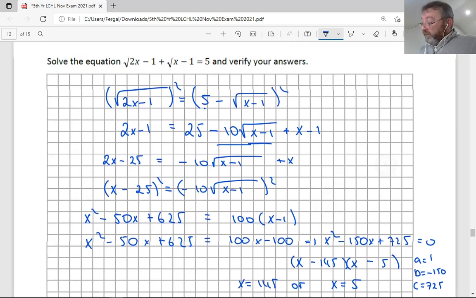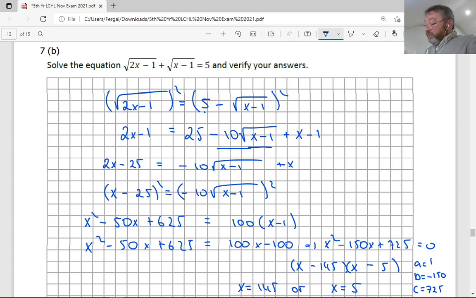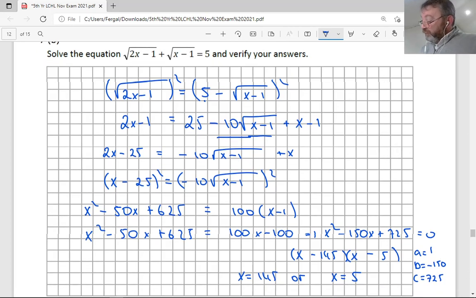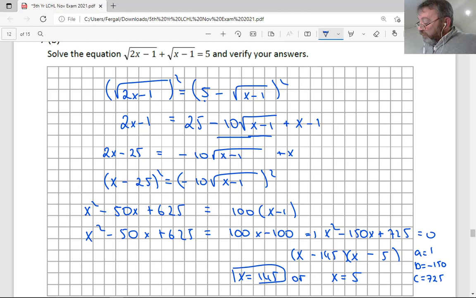Oh, sorry, hold on. Try that again. Do both of them. Let me try the 145 first. You bring both of them back up to the original. So 145 goes in there. 2 times 145 is 290. Minus 1 is 289. So I get the square root of 289 plus the square root of 144, which is 12. That should be equal to 5.